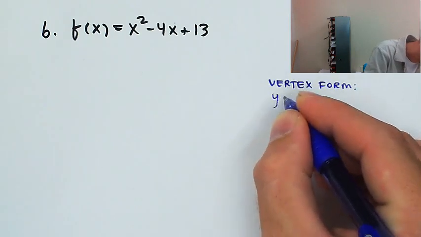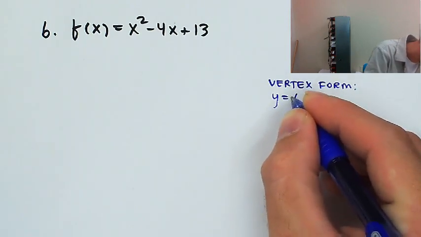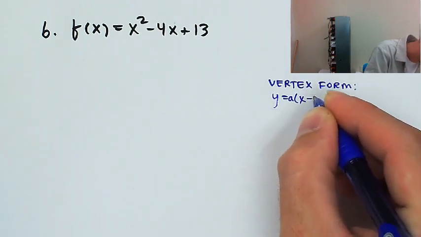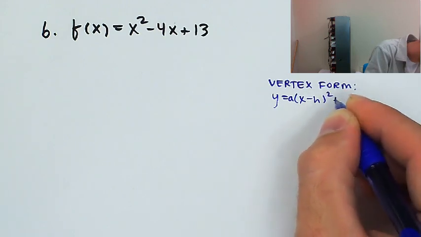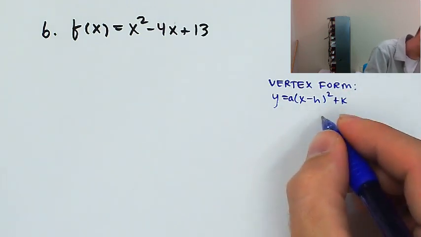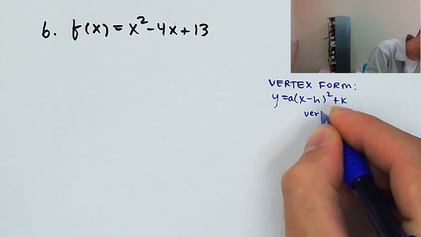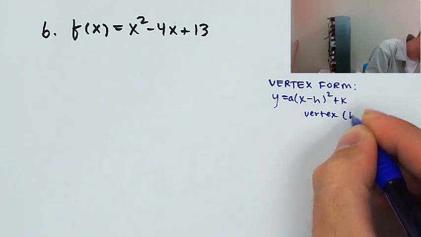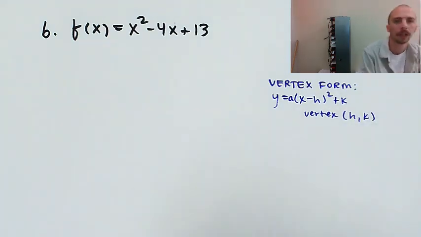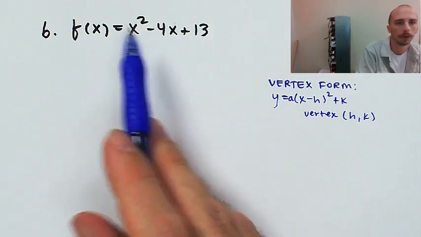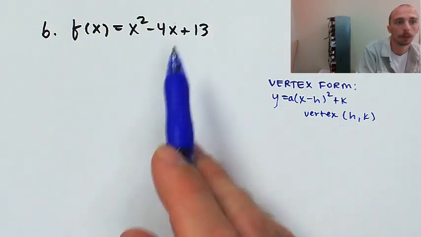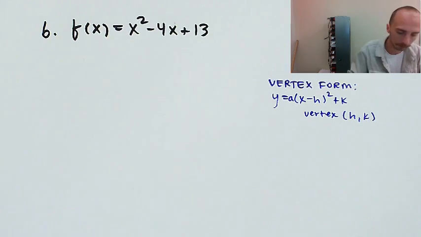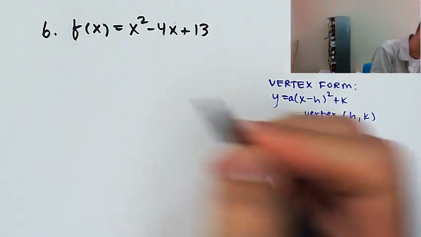Okay, that's y equals some number times x minus h squared plus k, where the vertex is at the point h and k. Okay, so that's what we're going for. So in order to write this as something squared, we're going to have to complete the square on the x squared minus 4x.